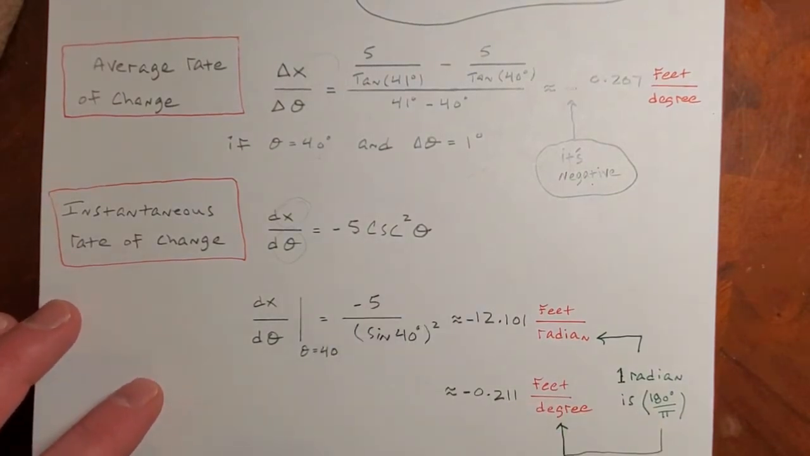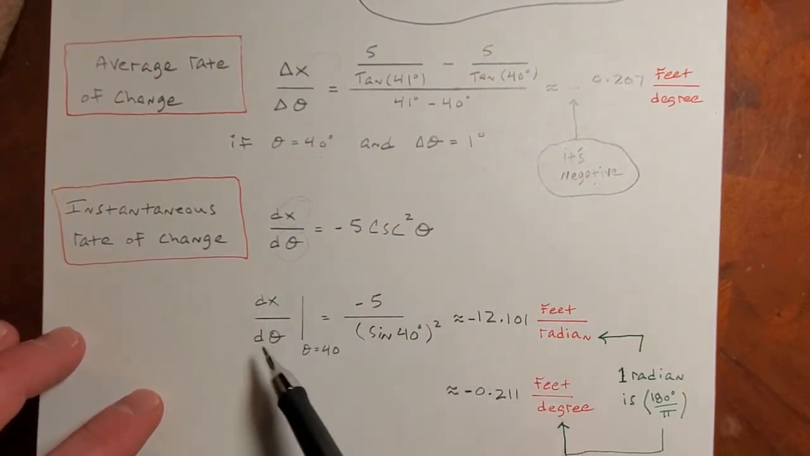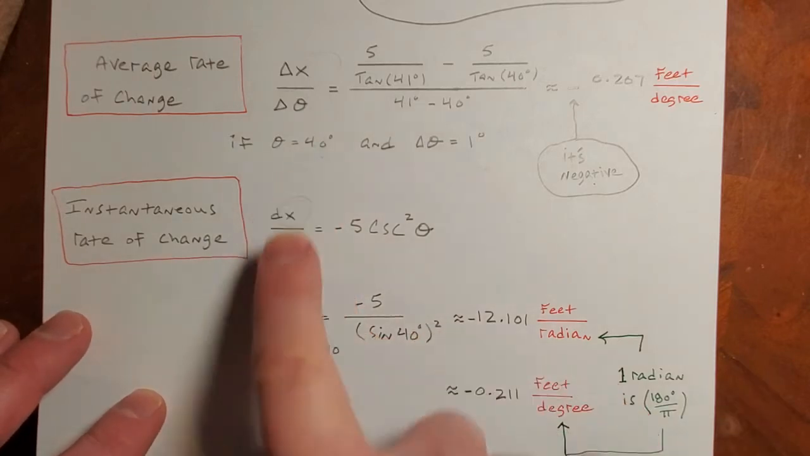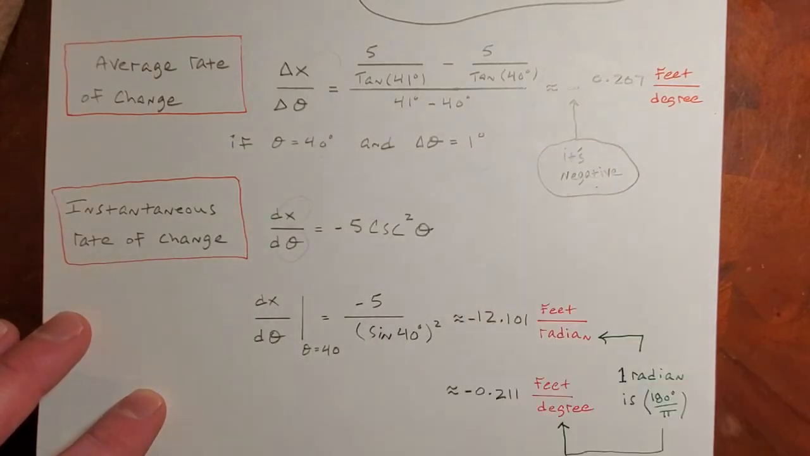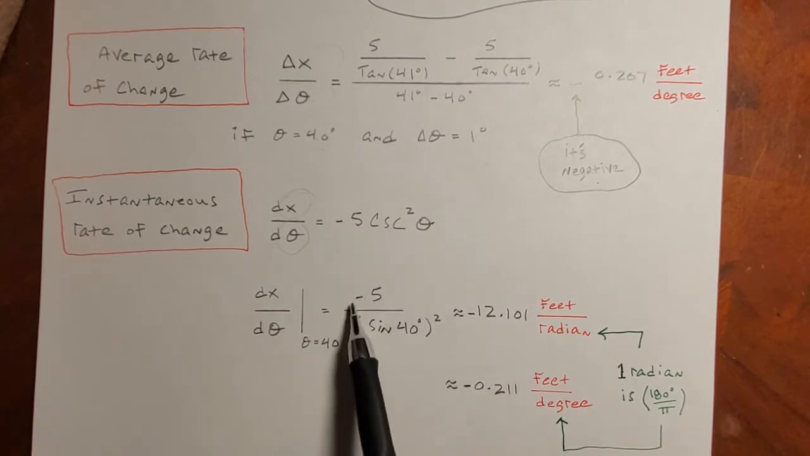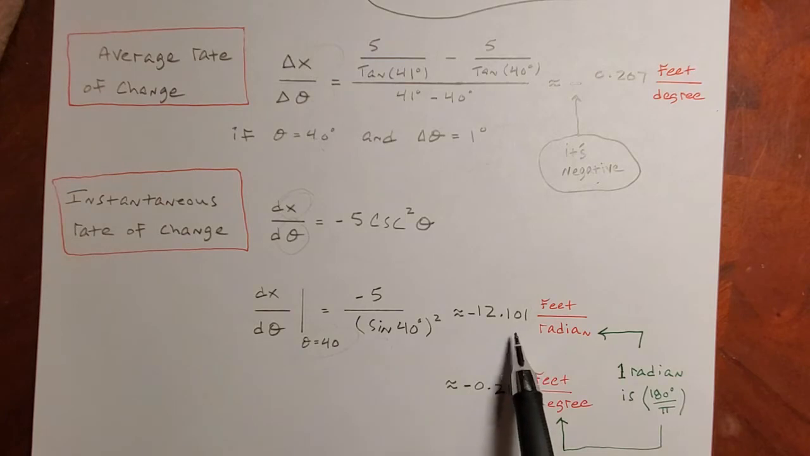So there's your derivative. Suppose I ask you to evaluate the derivative when theta is 40 so that I can compare with this. Okay, see that one we already did? Then I would do like so. Cosecant is 1 over sine. So it's negative 5 over sine of 40 degrees all squared. And then you'll get this number right out of the calculator.